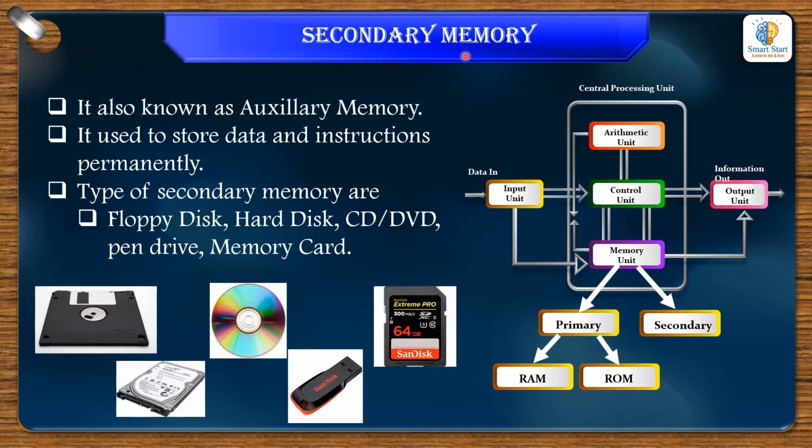Secondary memory is also known as auxiliary memory. It is used to store data and instructions permanently. The storage capacity of the primary memory of a computer is very limited. Therefore, additional memory called secondary memory is required to store a large amount of information on a permanent basis. The various types of secondary memory are floppy disk, hard disk, CD/DVD, and pen drive.